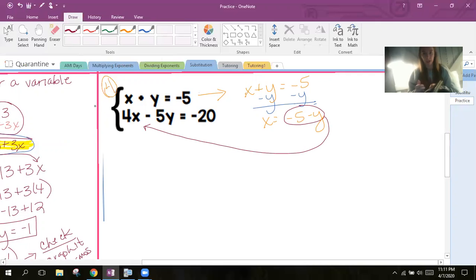Okay, so let's start by rewriting it. So I have 4, and I'm going to substitute this x with what x equals, which is negative 5 minus y. And then I'm going to just finish the rest of the equation. Minus 5y equals negative 20. All right, then I have to remember to distribute this number on the outside of my parentheses.